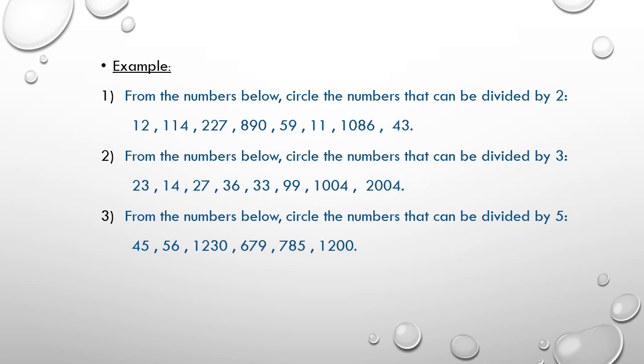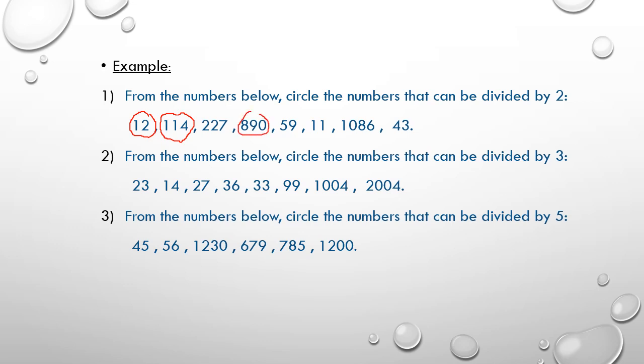Let us take this small example. In part 1, circle the numbers that can be divided by 2. As we have said, any number ending in 0, 2, 4, 6 and 8 can be divided by 2. So 12, it's ending in 2, so it can be divided by 2. Also 114. 227 ending in 7, or one's digit is 7, so it can't be divided by 2.